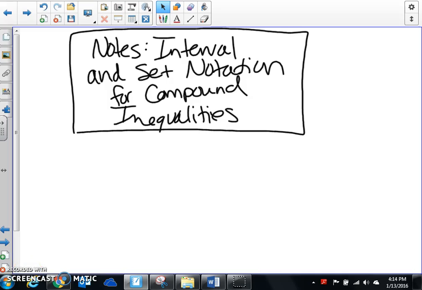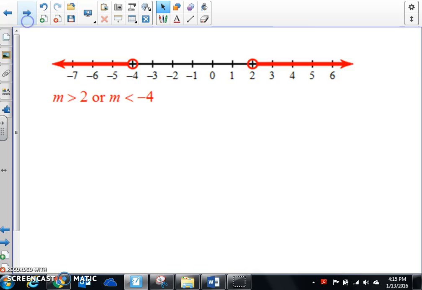Okay, so set and interval notation, and we've done it for just regular inequalities. Now we're going to do it for compounds. It's honestly pretty straightforward, so this shouldn't be too long.